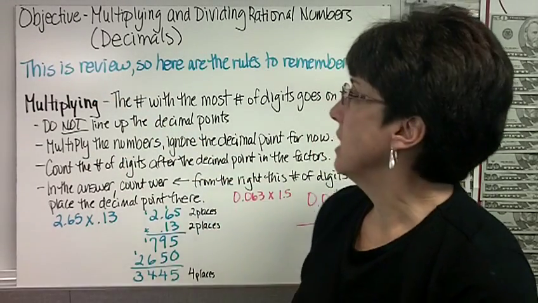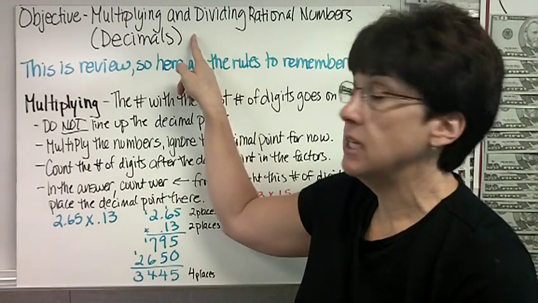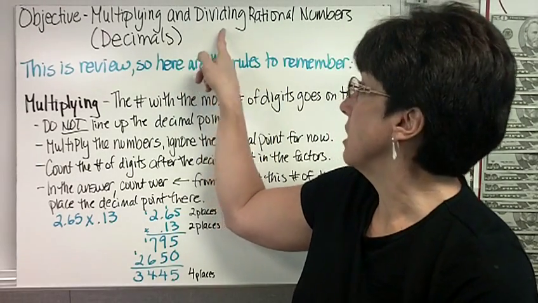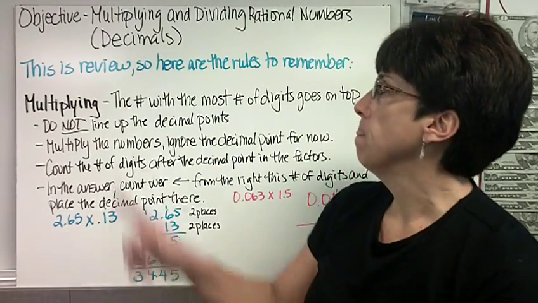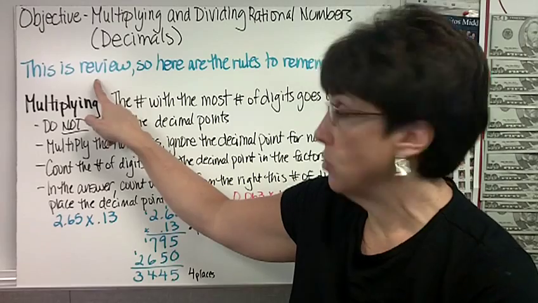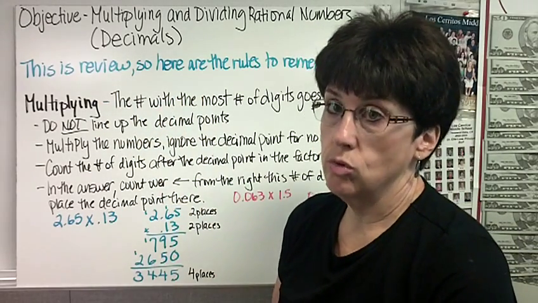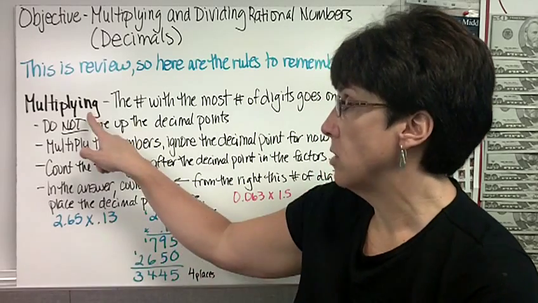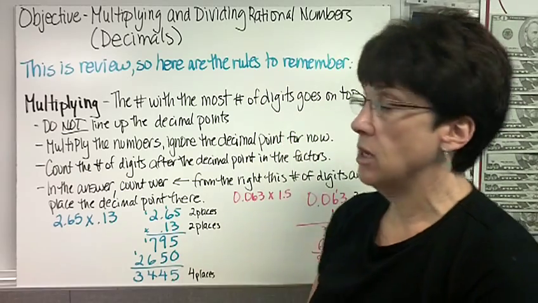Today's objective is multiplying and dividing rational numbers, specifically decimals. We've already done multiplying and dividing rational numbers with fractions, okay? And this is review, so here are the rules to remember, but we're not going to do a lot of examples. Multiplying. The number with the most number of digits goes on top.